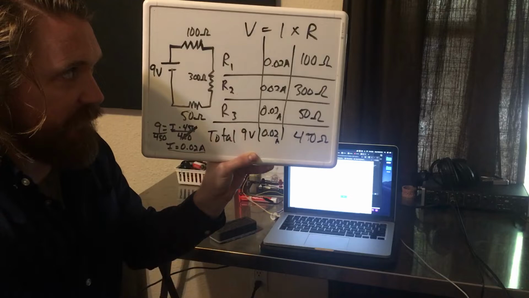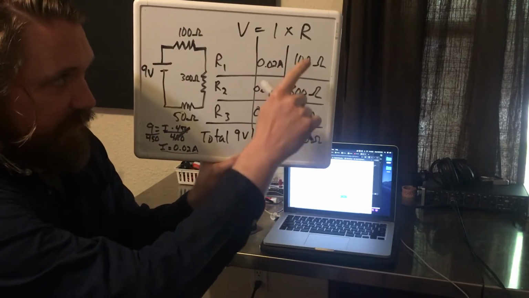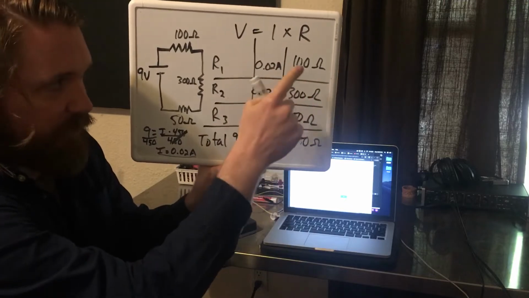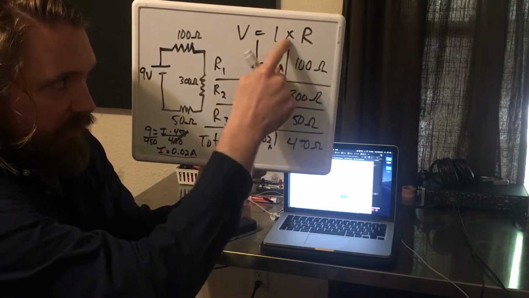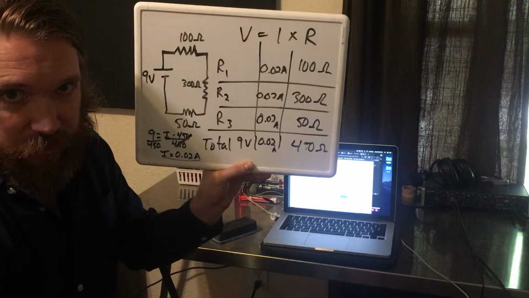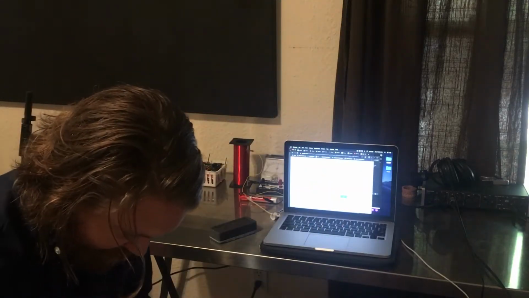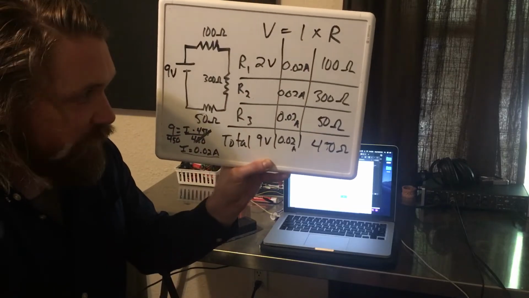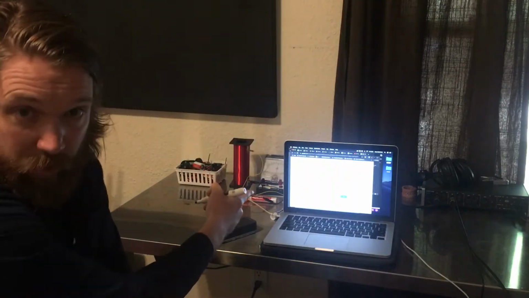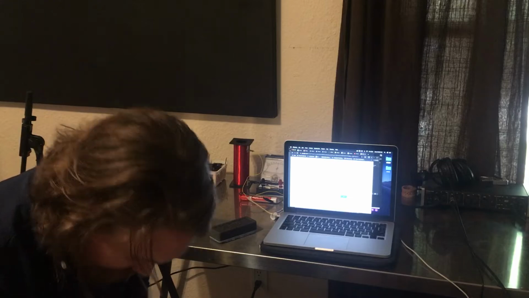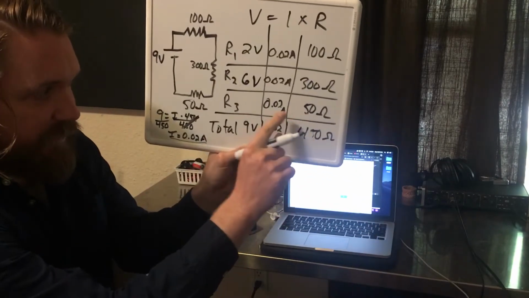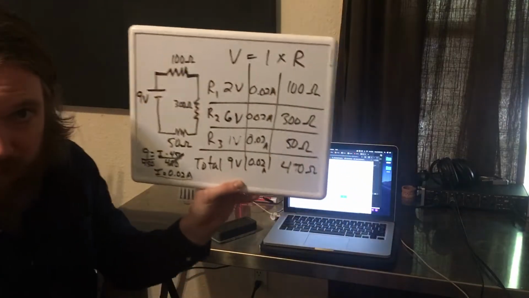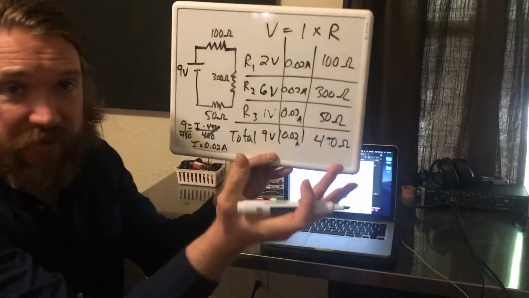And now the only thing left to find is the voltage, which in this case, resistance times current equals voltage. So look at that. All you got to do is go across each row. 100 times 0.02 is 2 volts. 300 times 0.02, again, calculator on Google tells me that that is 6 volts. And 50 times 0.02 is 1 volt. All right? Now we have a completed chart.